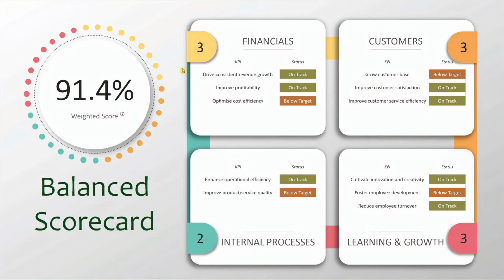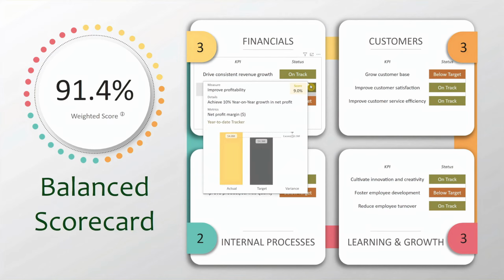Each quadrant clearly shows the pillar name and the number of KPIs being tracked. This helps users quickly understand the scale of performance metrics under each category. Within each quadrant, there's a KPI status table that highlights which KPIs are on track and which are below target. At a glance, you'll know exactly where to focus your effort.